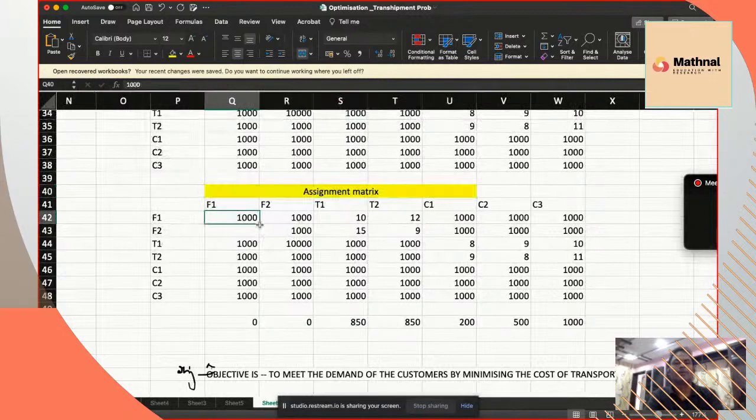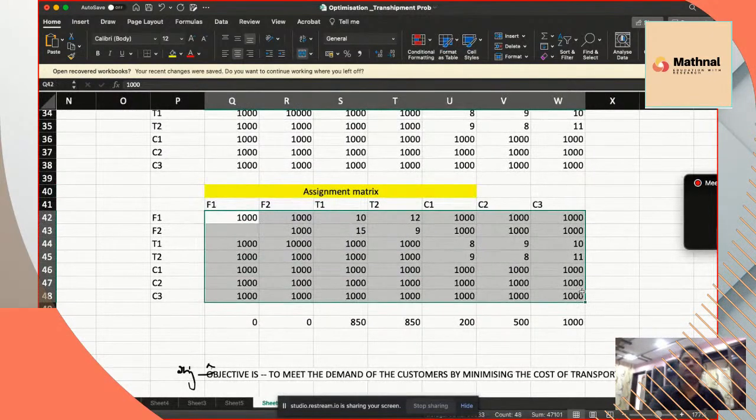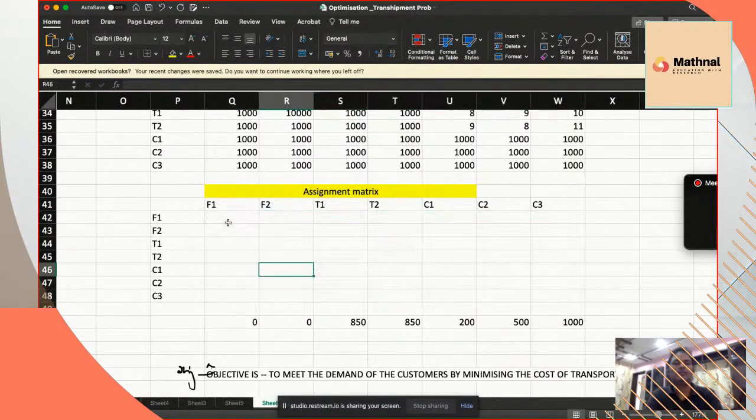Okay, so I'll make all of them blank. If you put blank it is okay. If you don't put 0 also it's okay, because Excel treats blank as 0.